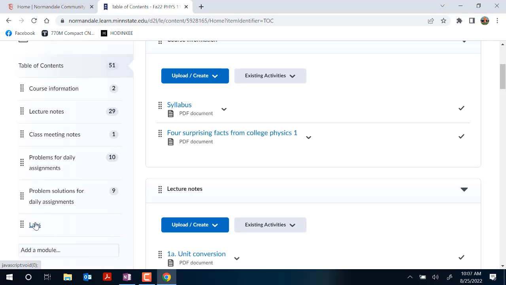And then labs, if you want to glance at the lab ahead of time, you don't have to, but I'll put the lab up there. But I'll print out copies for you, and you can just show up and we'll learn about the lab. You don't have to do any prep work for that.